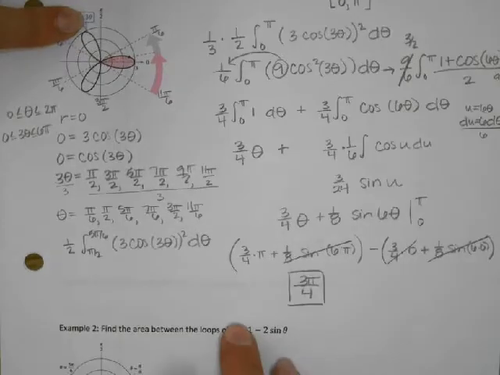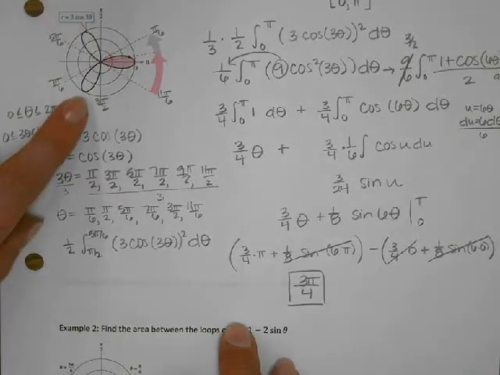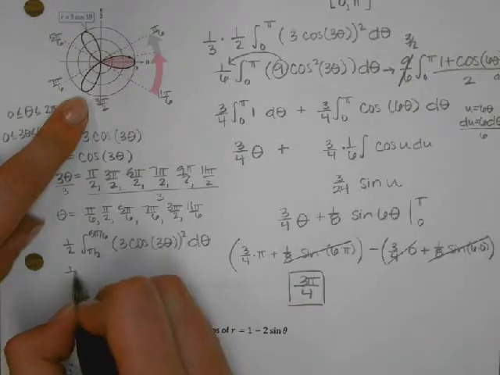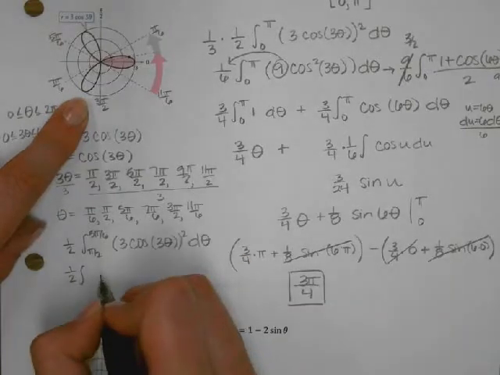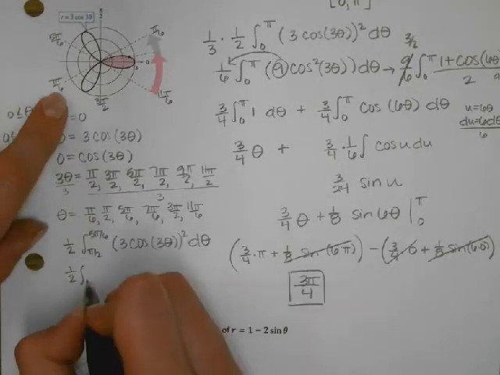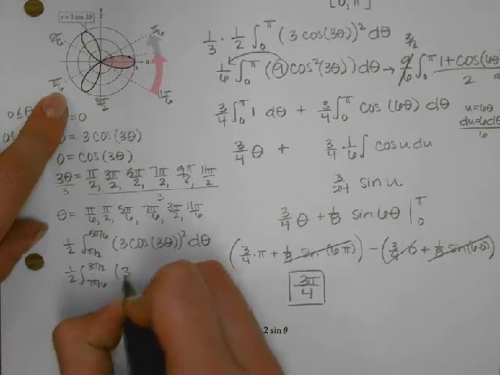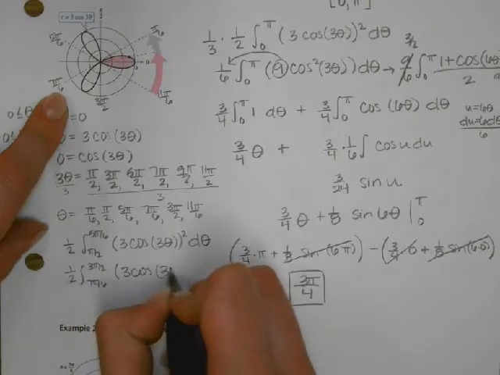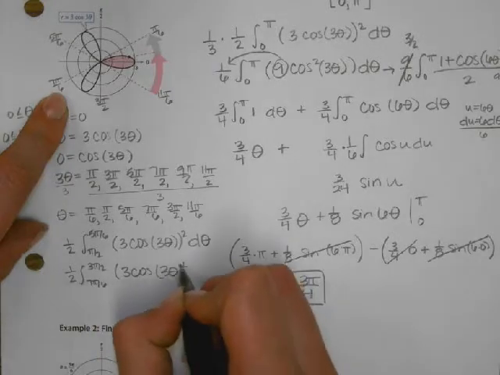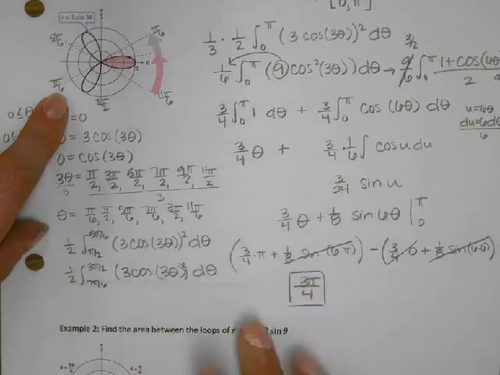squared, d theta, and that would give me that one petal. If I wanted this petal right here, I would use 7 pi/6 to 3 pi halves, of 3 cos 3 theta squared, d theta.